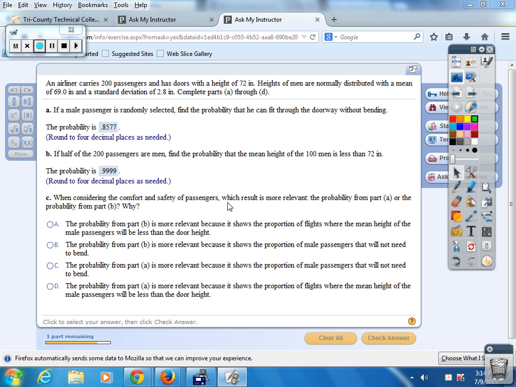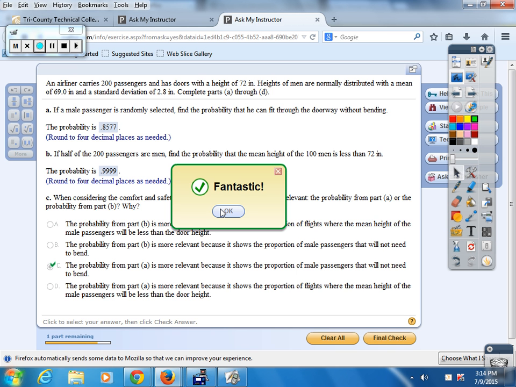When considering the comfort and safety, which result is more relevant? I'm surprised I didn't use more important. The probability from part A or B? I'm going to say A. I'm going to get it wrong. Because it shows the proportion of male passengers, shows the proportion of flights. I have no earthly idea. That's the one you should go with. The one you have no earthly idea.